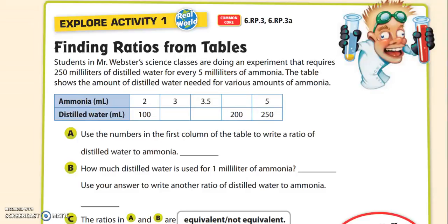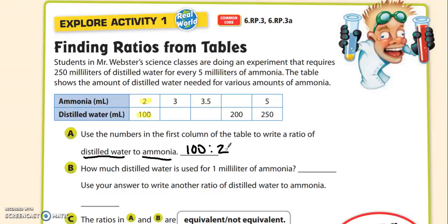Question A reads, use the numbers in the first column of the table to write a ratio of distilled water to ammonia. If you look at the numbers in the first column, they're 2 and 100, and you might be tempted to write 2 over 100 or 2 colon 100, but it does ask for distilled water first and ammonia second. So the distilled water is 100 and the ammonia is 2, so 100 to 2 would be the best answer here.